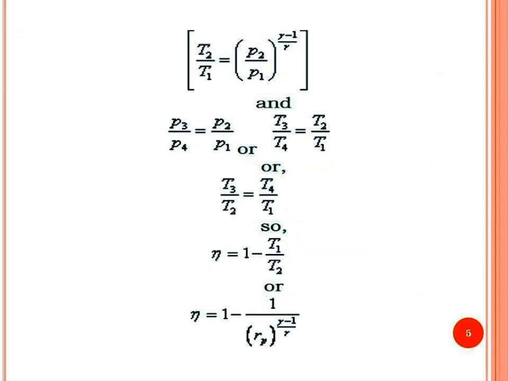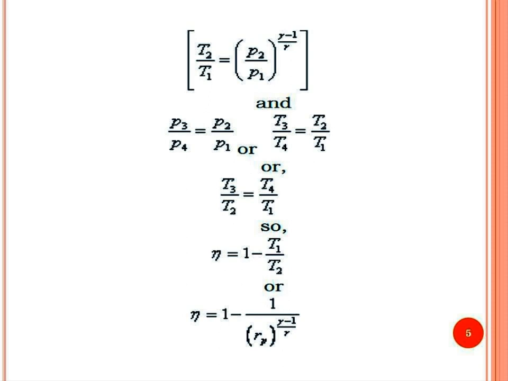We know the relationship between temperature and pressure, that is T2 by T1 equals (P2 by P1) raised to (gamma minus 1) by gamma. And if P2 by P1 is the pressure ratio, then we can say that T2 by T1 equals the pressure ratio raised to (gamma minus 1) divided by gamma, where gamma is the adiabatic index, and for air the value of gamma is 1.4.